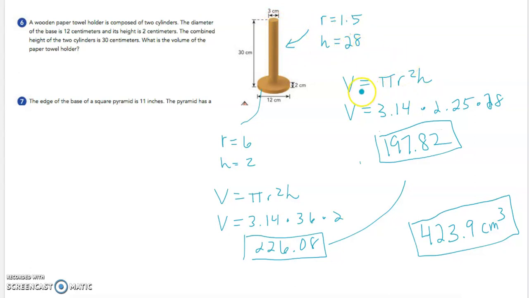So let's go to the formula to find the volume of a cylinder, which is pi r squared times height, 3.14. Radius squared is 2.25, and the height is 28. I multiply that all out, I get 197.82. Now, to do the smaller one, I have a radius of 6 for this one, and a height of 2. So I fill it into the formula. 3.14 times the radius squared would be 36 times the height of 2, and I wind up with 226.08. Now, of course, to find the total volume, I take these two numbers and I add them together. I get 423.9 centimeters cubed.